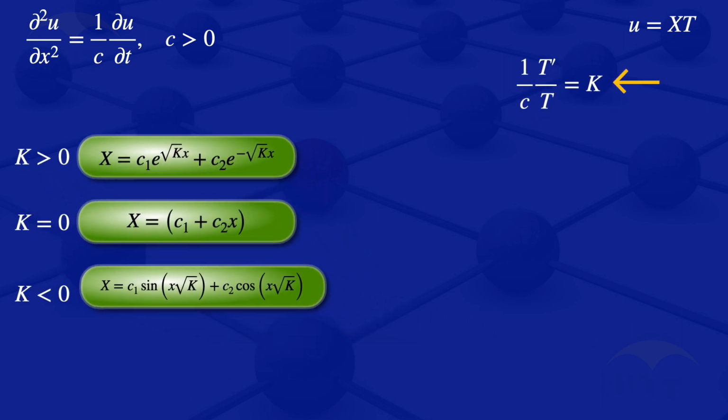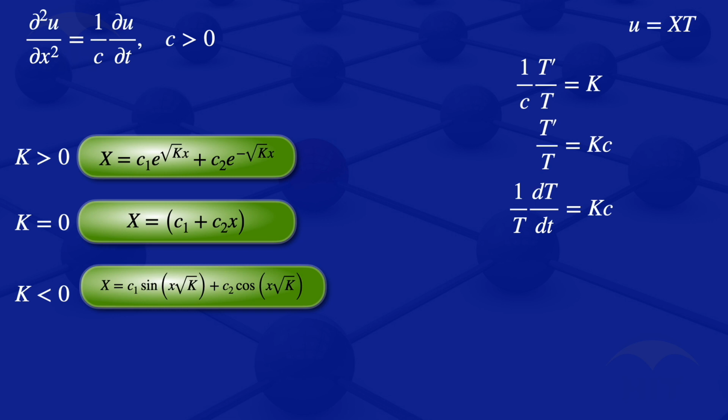So I now go on and look at this differential equation there. That's a first order ODE. I can just rewrite it by multiplying throughout by c, and we have t prime divided by t equals kc. But I can write the t prime there in full. t prime is the derivative of t with respect to t. So we have 1 over t multiplied by the derivative of t with respect to t equals kc.